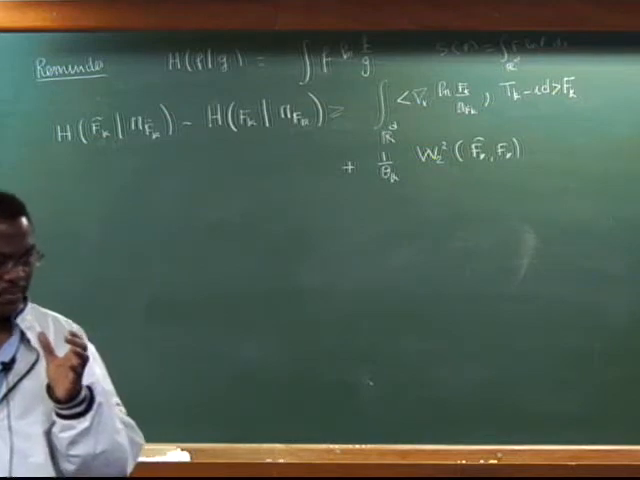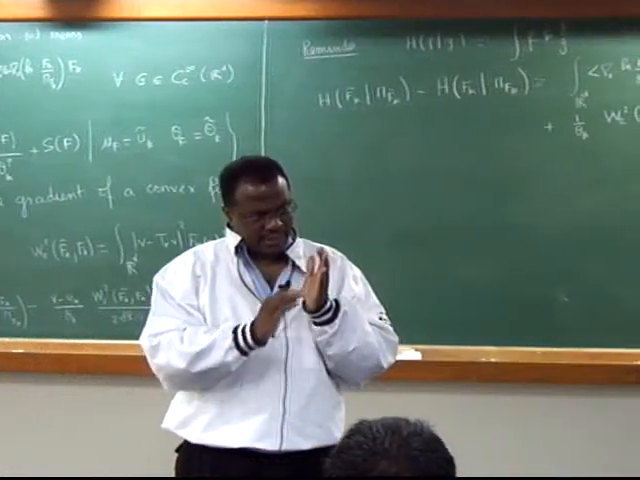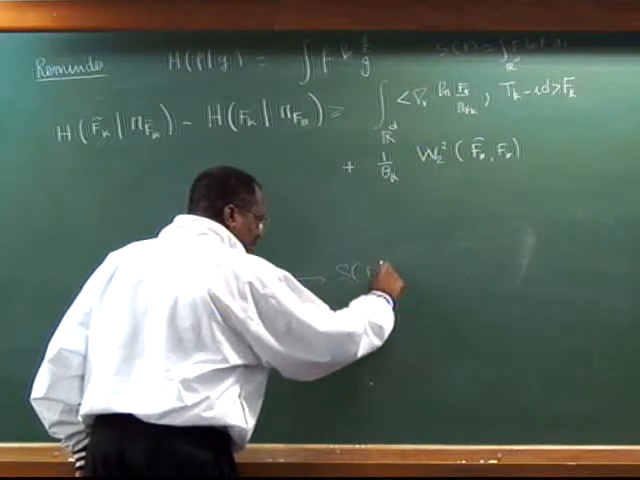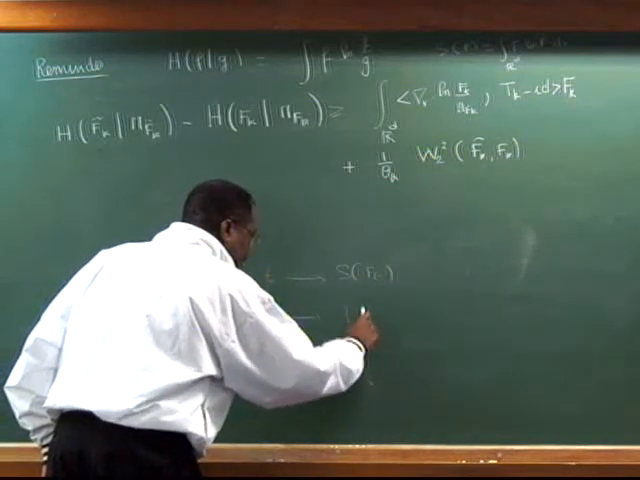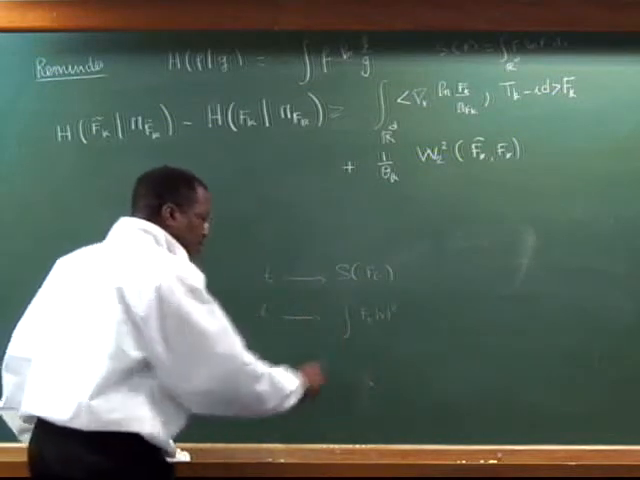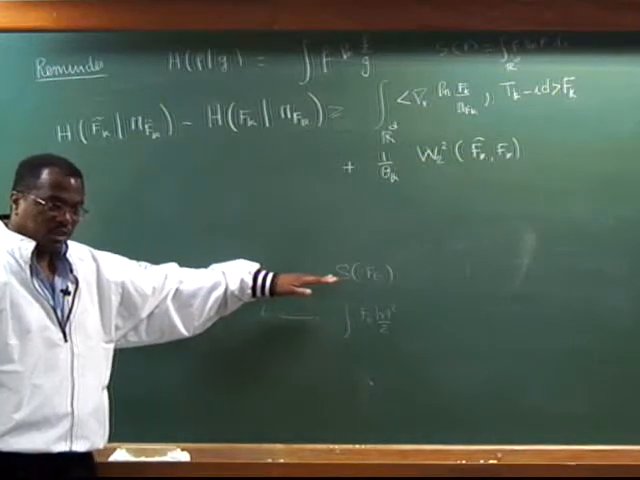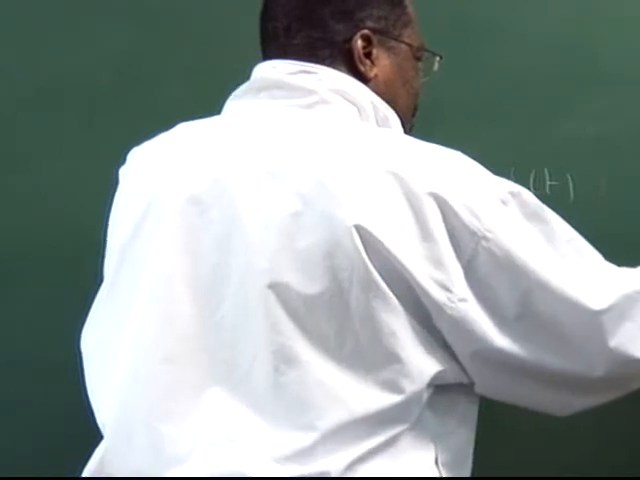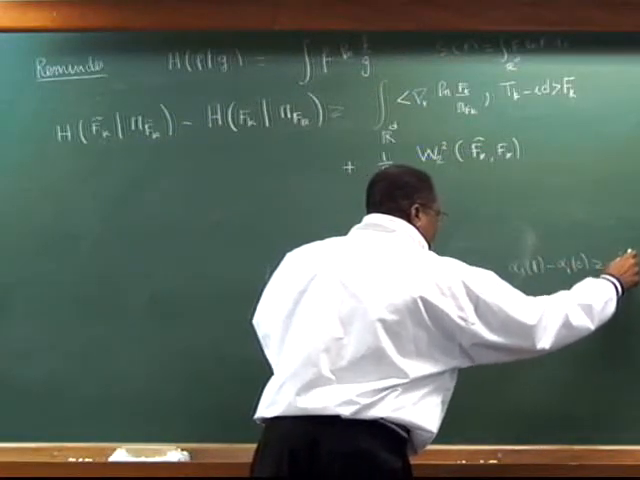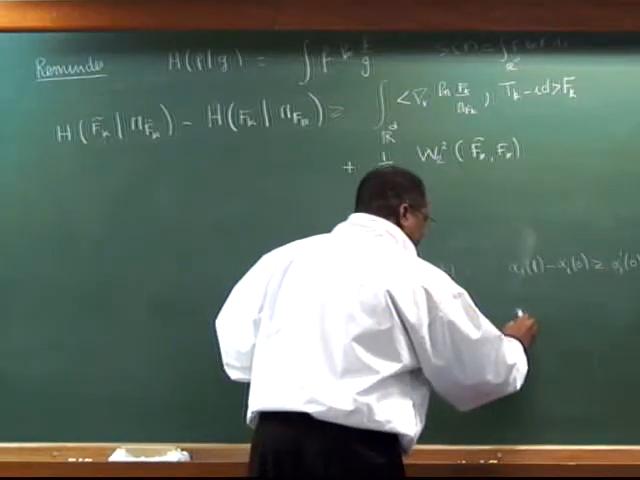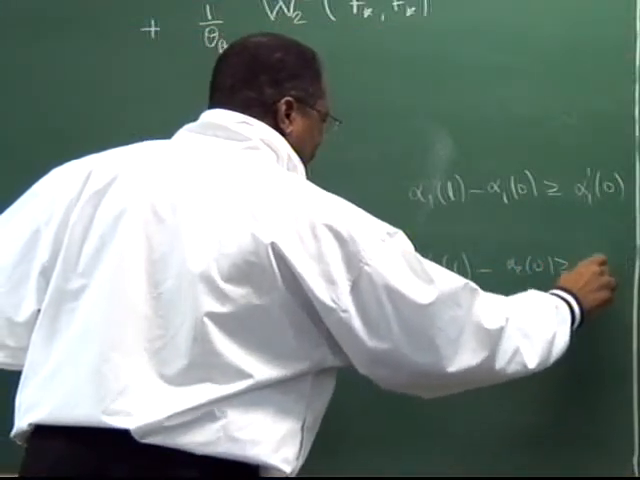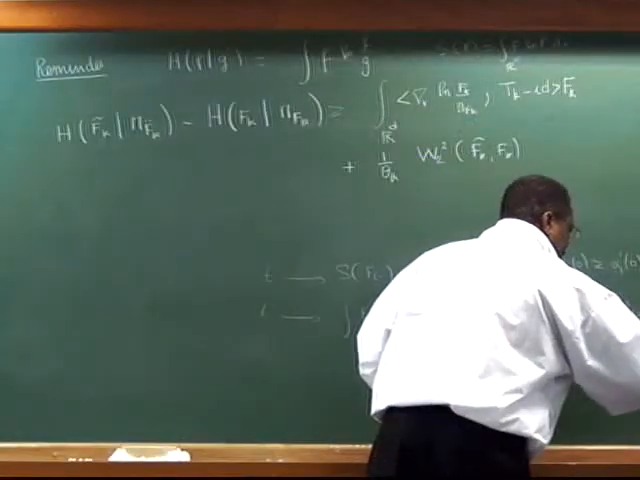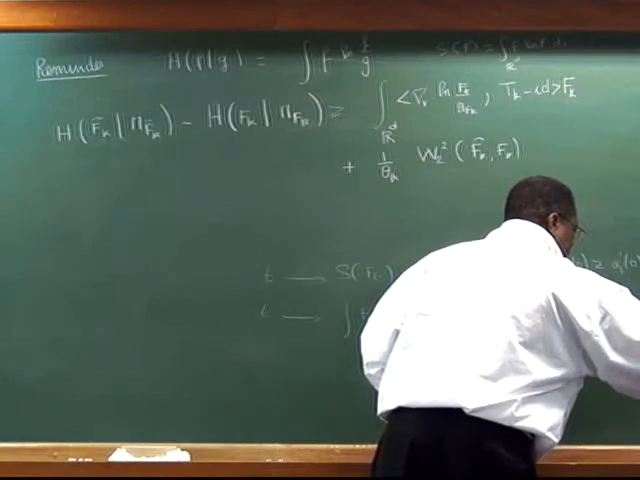what we did yesterday was we showed that the entropy was convex along geodesics, and so we look at the function t goes to S of f t. We also look at the function t goes to the integral of f t v squared over 2, these two functions. And we show that the entropy is convex along geodesics. Call this alpha 1 of t, call that alpha 2 of t. So the convexity means alpha 1 of 1 minus alpha 1 of 0 is greater than alpha 1 prime of 0. And the convexity of this means alpha 2 of 1 minus alpha 2 of 0 is greater than alpha 2 prime of 0. But we show that the second derivative of this is bigger than the Wasserstein distance between f tilde k and f k.